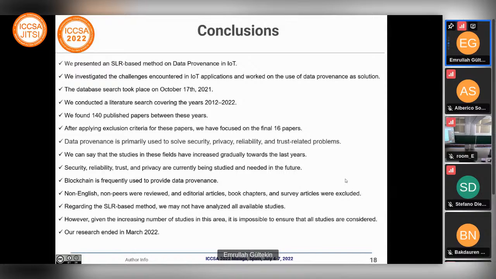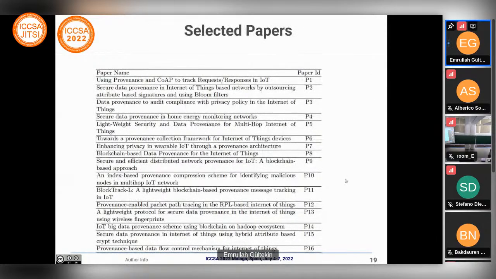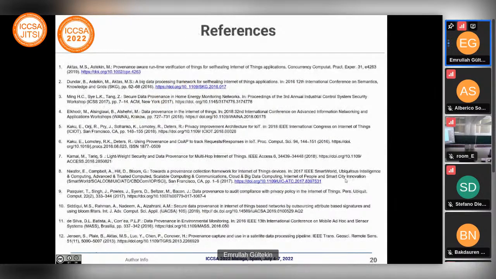Regarding the SLR-based method, we may not have analyzed all available studies. It is impossible to ensure that all studies are considered. And our research ended in March 2022. Here you can see a list of selected papers, and the references which we use.